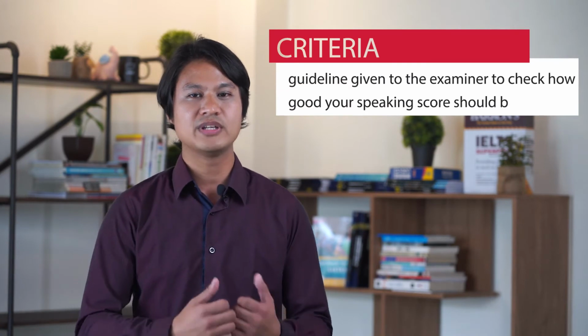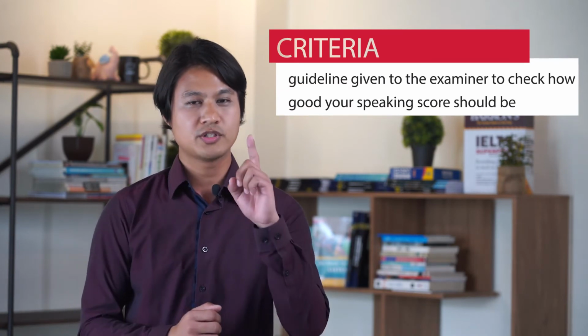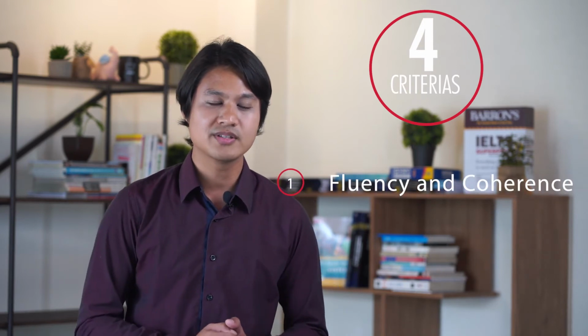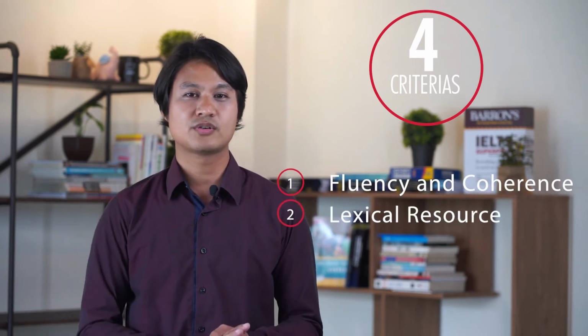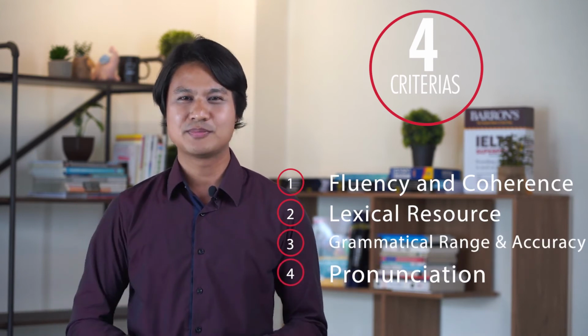Next, let's talk about the criteria which the examiners will be using to evaluate your speaking test, all right? The criteria is basically a guideline given to the examiner to check how good your speaking score should be. The lowest score is going to be a 1.0, while a perfect score is a 9.0. There are basically 4 criteria. The first criteria is fluency and coherence. Number 2 is lexical resource. Number 3 is grammatical range and accuracy. And number 4 is pronunciation.